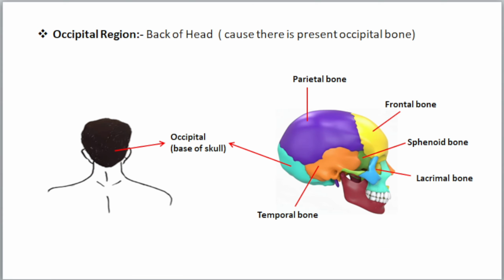Then the last region of the head is the occipital region. The back of the head is called the occipital region because there is the occipital bone present. You see that this portion is called the occipital region, that is the base of the skull. It is the picture of the bones in the skull. This aqua color portion is called the occipital bone. This violet color portion is called the parietal bone. This yellow color portion is called the frontal bone. This green color portion is called the sphenoid bone. And the lacrimal bone is present behind the eyes. So the occipital bone is present in the base of the skull. That's why this region is called the occipital region.